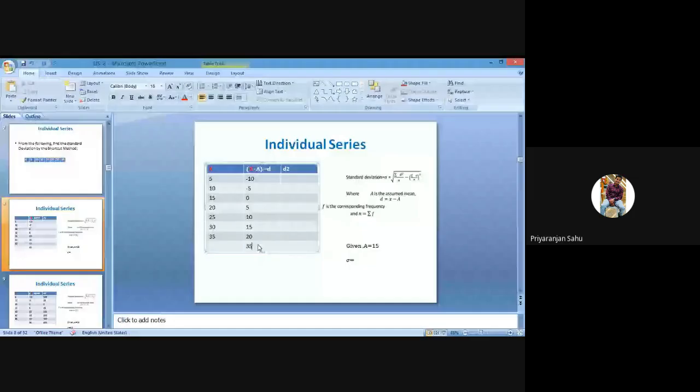Then proceed to calculate the square of D. The first one is 100 for the first row, square of D, that is 100. Next one is how much? 25. Next one is 0. Again, that is 25. Next row is 100. Next one is square of 15, how much? 225. And square of 20, that is 400. Calculate the sum of D square. 875.